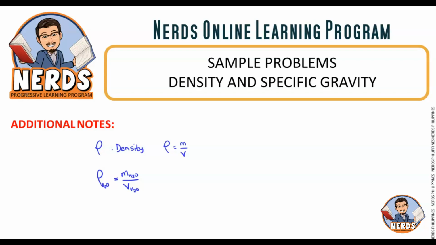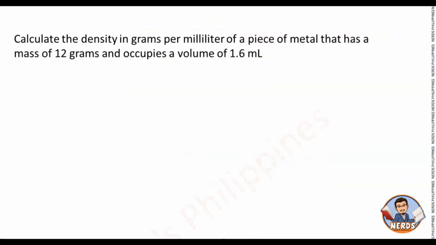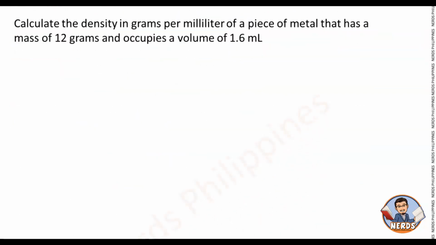In the same way, for example, we want to get the density of sulfuric acid. This is equal to mass of sulfuric acid over volume of sulfuric acid. Okay? So, for the calculations that we will do now, we will use rho to represent density. So, let's start with problem number 1. Calculate the density in grams per milliliter of a piece of metal that has a mass of 12 grams and occupies a volume of 1.6 milliliters.